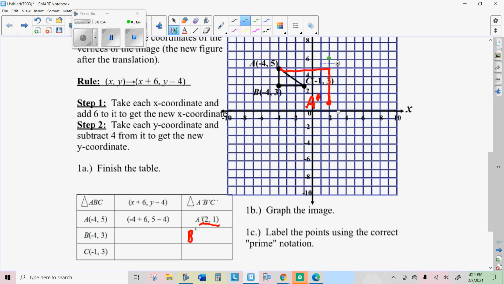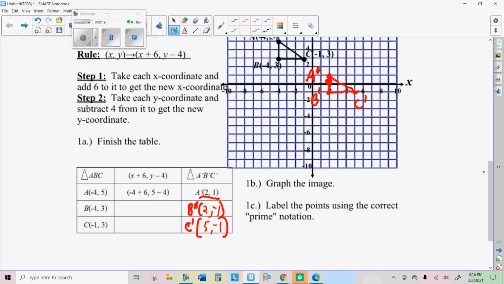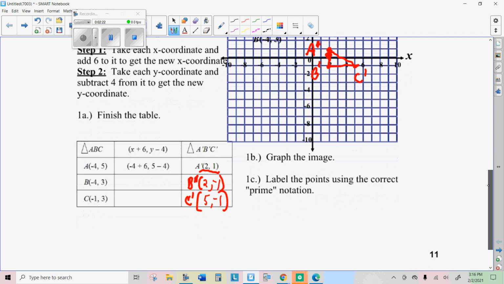All right, go ahead and find B, the image of B, and the image of C. All right, here's what I got. The image of the triangle is 6 units to the right and 4 units down from the original.